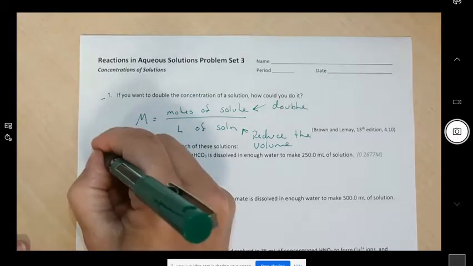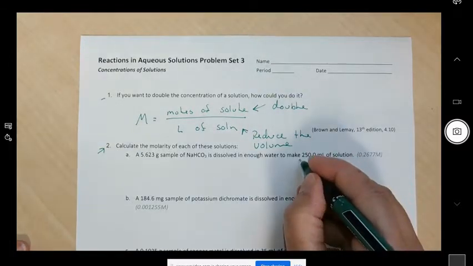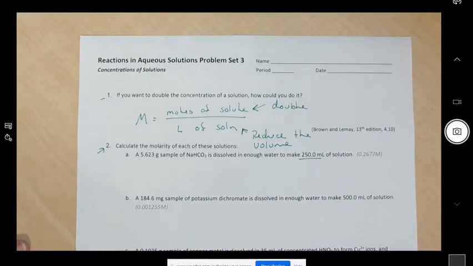Question 2. Calculate the molarity of each of these solutions. So 5.623 grams of sodium hydrogen carbonate, and we're dissolving that in enough water to make a volume of 250 milliliters. So again, we know the formula of molarity is moles of solute per liter of solution.